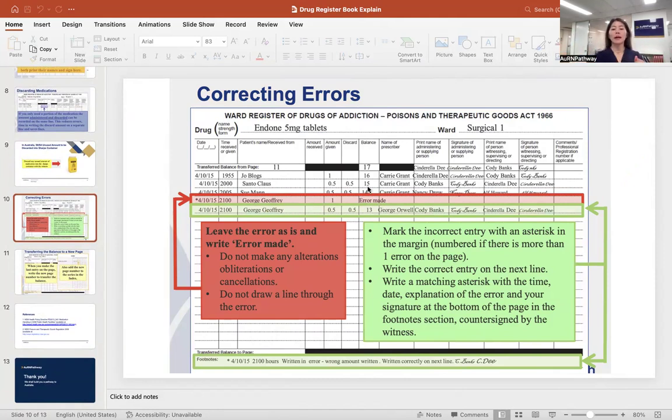Now, the rule is make sure you put an asterisk on it. And remember the footnotes that we talked about here? That's where you write the reason why you committed that error. This is where you do need to write it down. After that, you can just write down the correct or actual person, and how many you were administering. That's how we do it, as we can't really create an erasure on the drug register book.